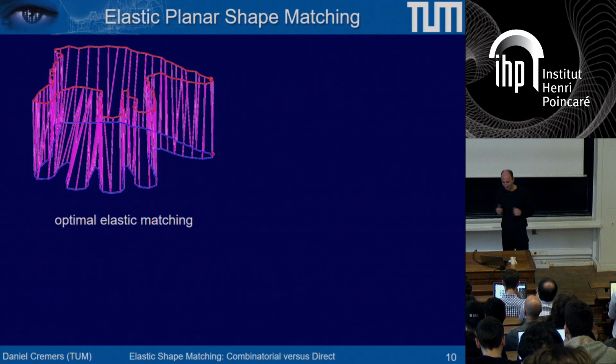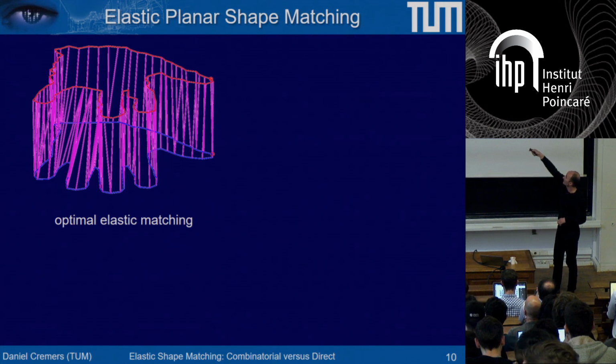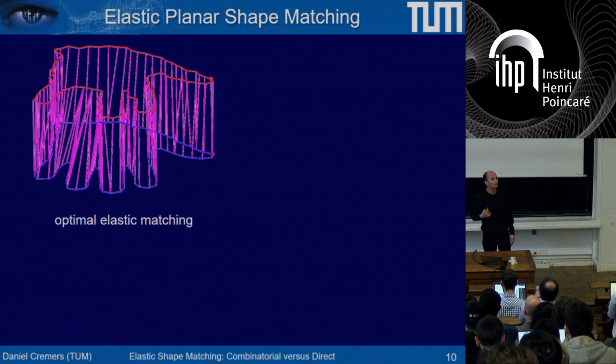2D shape matching is a very classical problem. So you're given two shapes. I don't know if you can see it well. These are the two hand shapes, a blue one and a red one up here. And they are similar, but the red shape misses one finger.